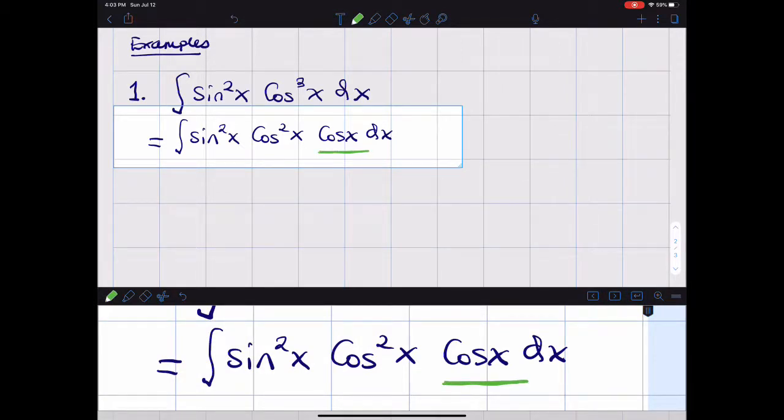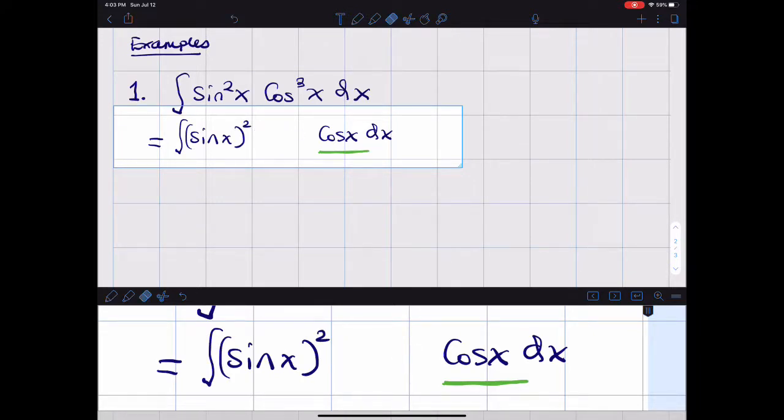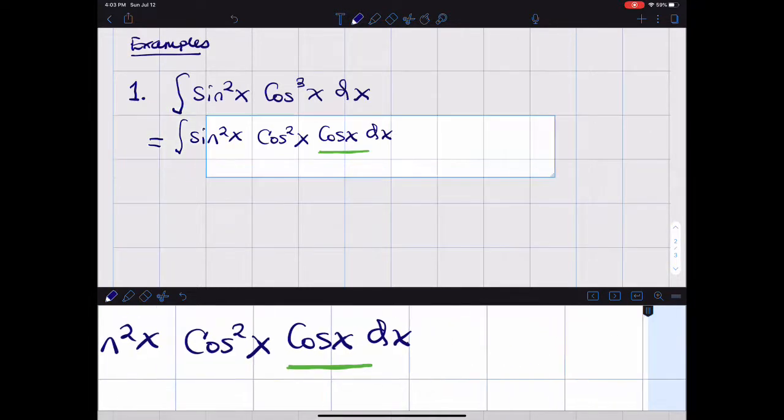And I want to write, instead of writing it as sine squared x, I want to write it as sine x squared, and then I want to write this as cosine x squared, okay? Like that. It doesn't really matter. It doesn't add anything to our thinking. But this is what we have.